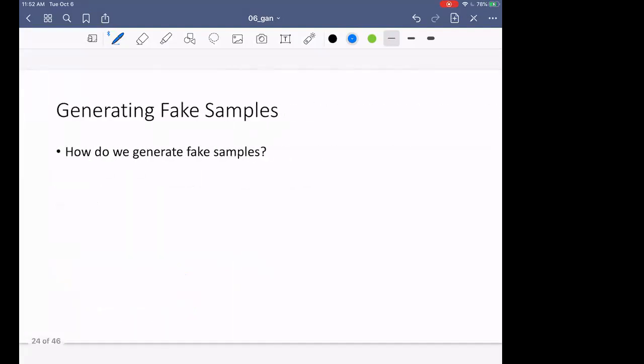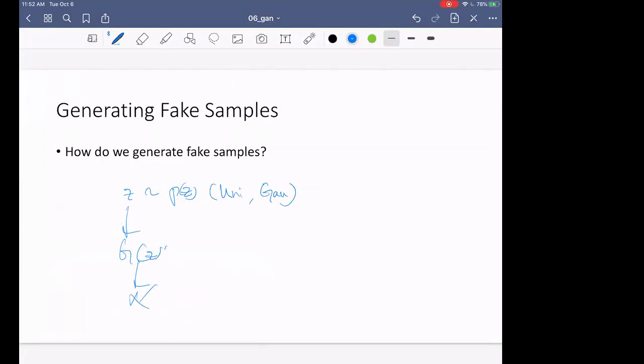All right, moving on. So how do we generate fake samples? It's a pretty simple question. If you've trained your generator, how do we sample fake samples? Pretty easy. You just sample from PZ, which is usually uniform distribution or Gaussian. You sample from PZ and then you put that through the generator, G(z), and then you get the fake sample, and that's it. Very simple, right?